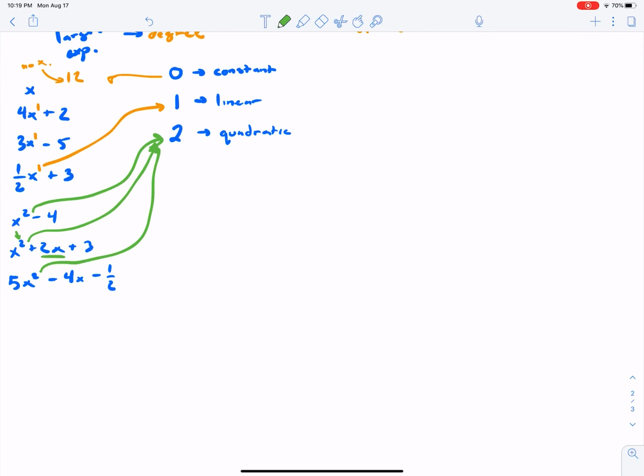Okay? Here's one more. If your largest exponent is 3, you would call it a cubic.